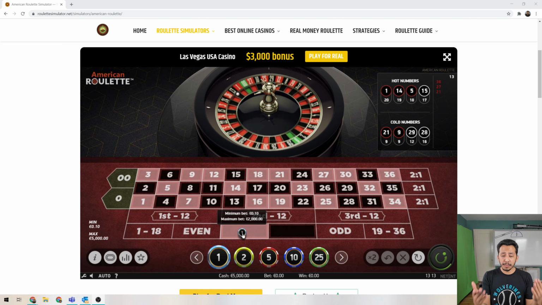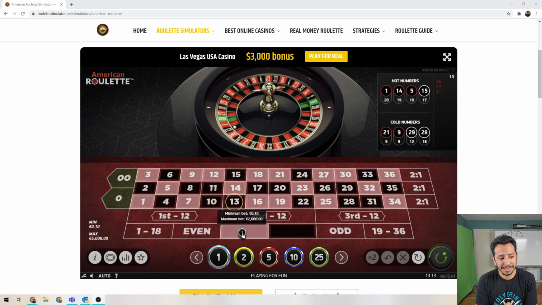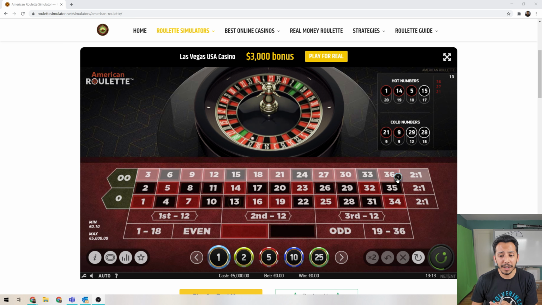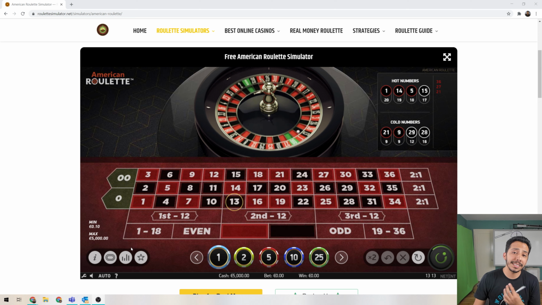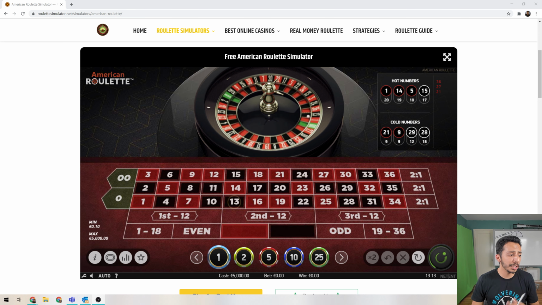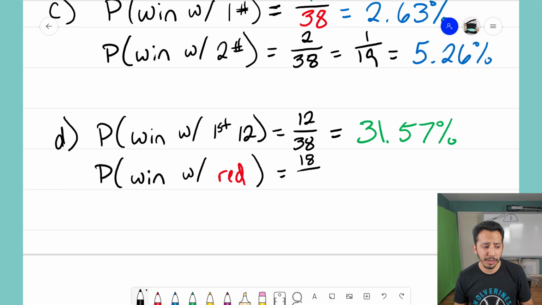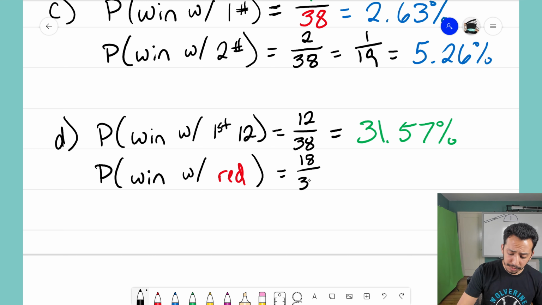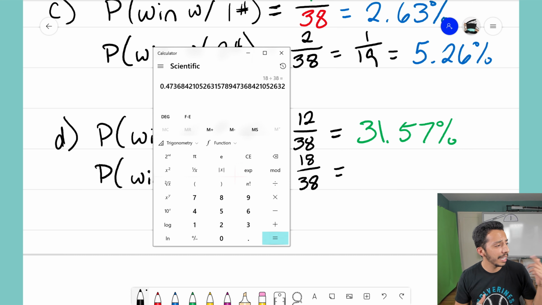Because again, looking at the board, it appears that it's 1/2. Because it's half of the numbers between 1 through 36, but they're forgetting about the zeros. So, in actuality, 18 of those numbers are red. That's out of a possible 38. We type that into our calculator to see our percentage there. It ends up being about what?